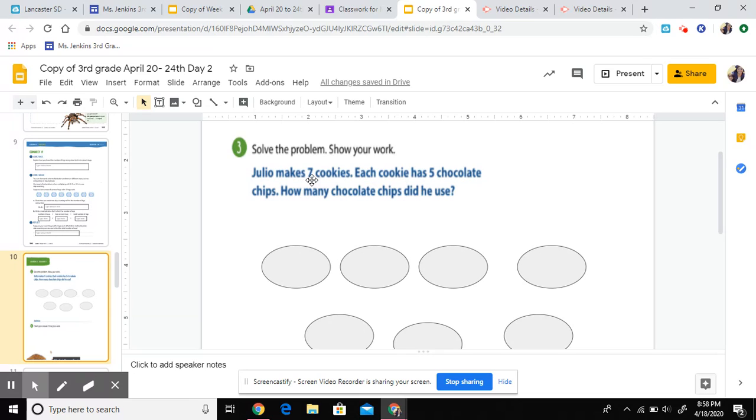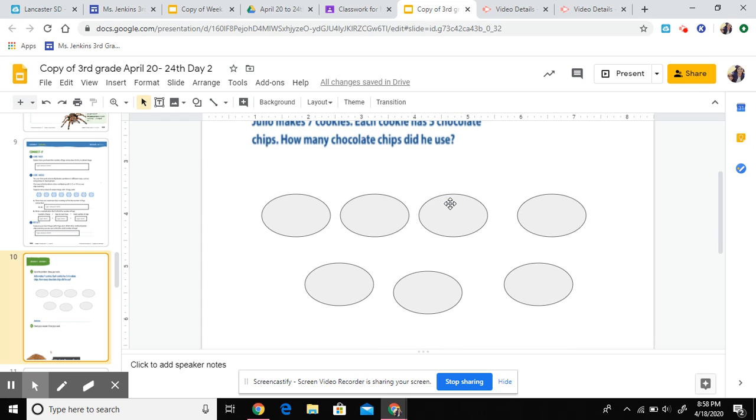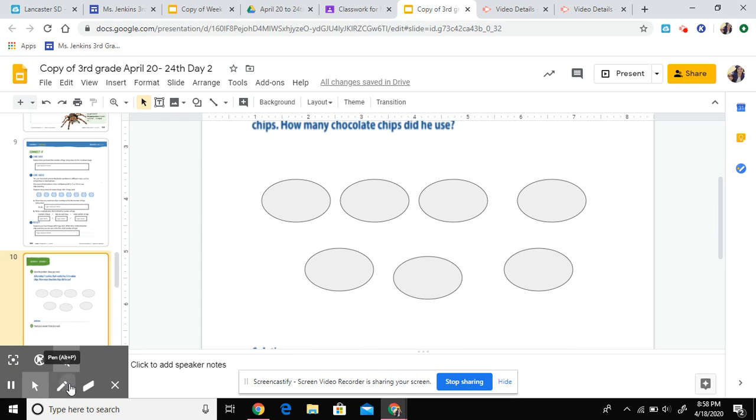This one is Julio makes 7 cookies. Each cookie has 5 chocolate chips. How many chocolate chips did he use? Same thing, except now, instead of legs, you're going to go 1, 2, 3, 4, 5. And try and put the dots in the same pattern. You can do it like that. You can do it like this, but make sure they look the same.